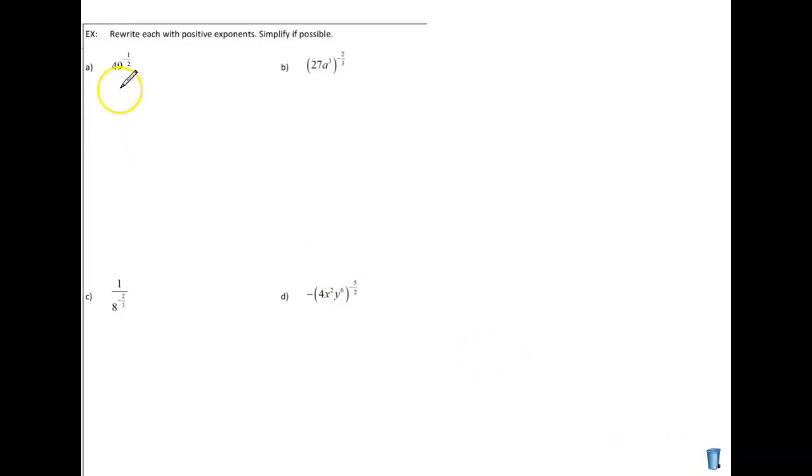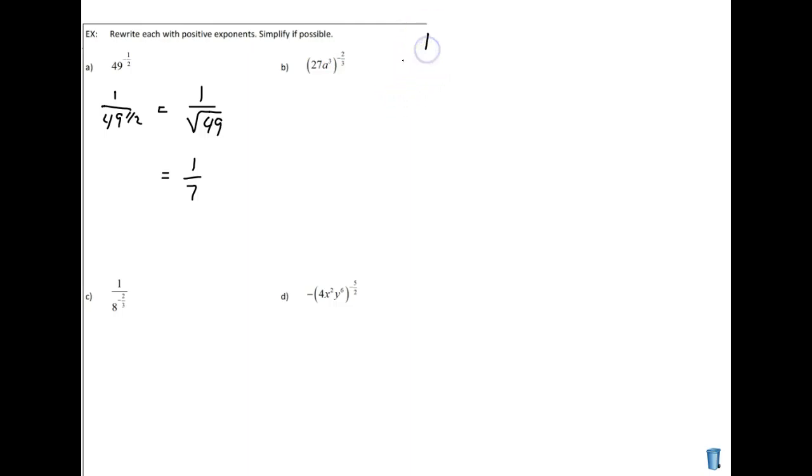Okay, so 49 to the negative 1/2 power, that becomes 1 over 49 to the 1/2 power, which becomes 1 over the square root of 49. And what is the square root of 49? Well, that's 7. Okay?